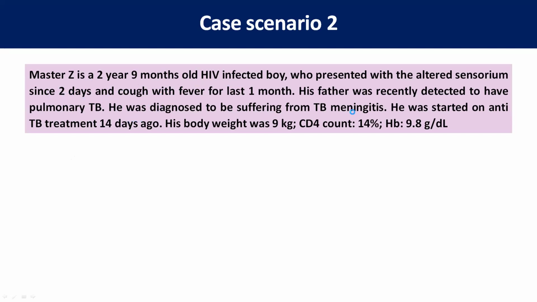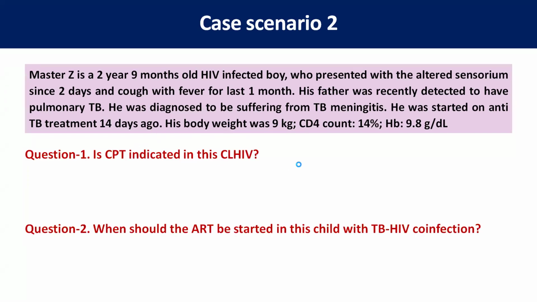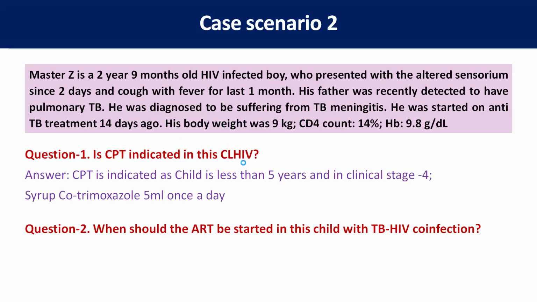He was diagnosed as suffering with TB meningitis. He was started on anti-tuberculous drugs 14 days ago. Now his body weight is 9 kg, CD4 is 14%, hemoglobin 9.8. Is CPT indicated in this child? At 2 years, 9 months, irrespective of anything, CPT is given. But even for more than 5 years, as meningitis means stage 4, it should be CPT. So CPT is indicated as less than 5 years and clinical stage 4.